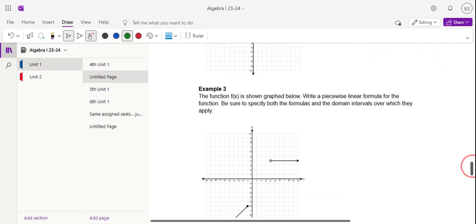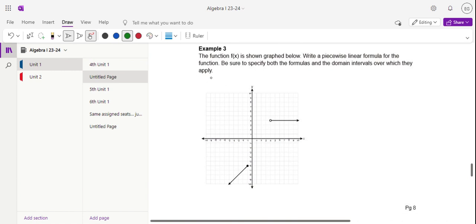Okay, on to our last example here. So the function f of x is shown in the graph below. Write a piecewise linear formula for the function. Be sure to make the formula and the domain intervals over which they apply. So for this one, again, we're going to just do f of x equals, and I'm going to split it up. I have 2 functions here. So for this one down here, I have a point at -1, -6. And we have a slope of up 1 over 1, so a slope of 1. So we're going to have 1, and then x plus 1 minus 6 will work for the equation.